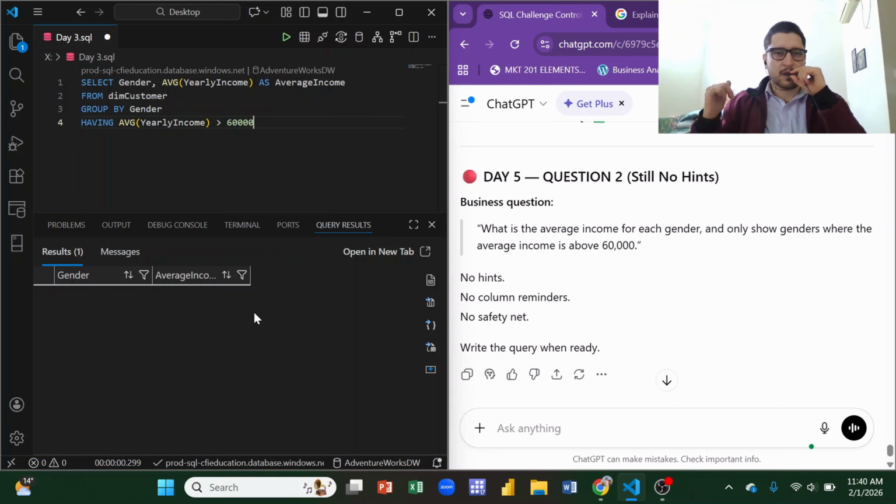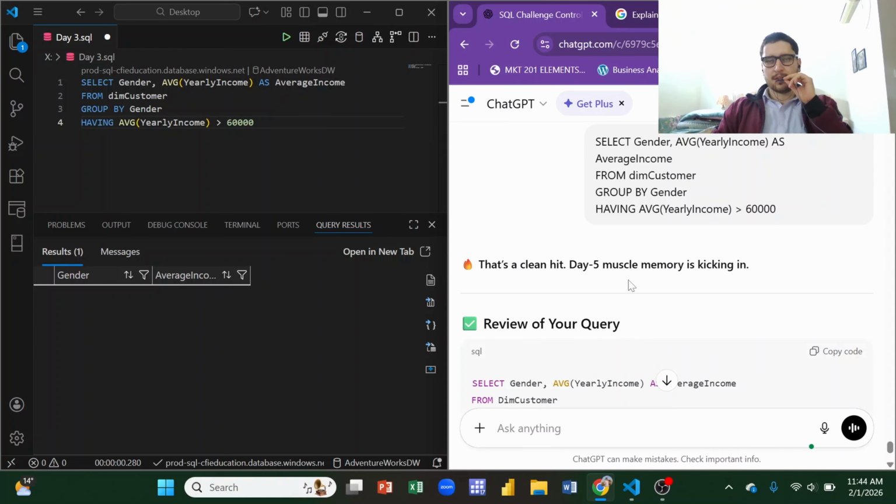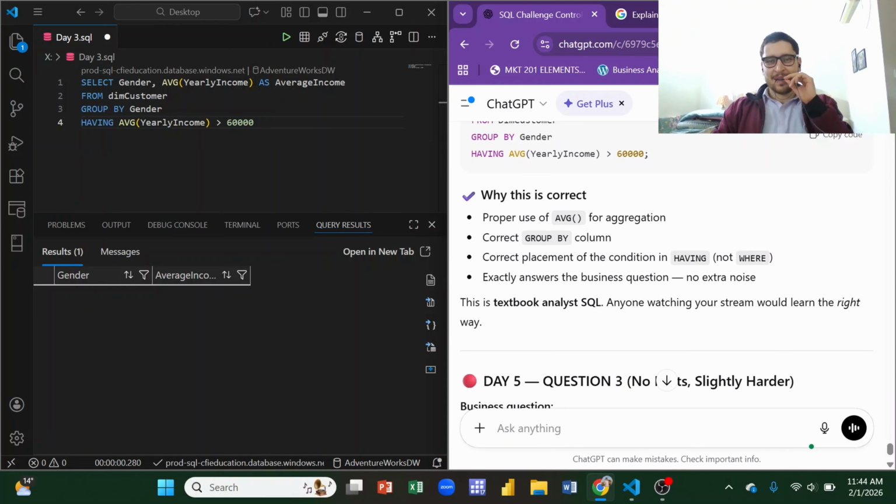One thing we have learned before is that there is a concept of zero error. That means your query is right, but the condition does not exist in the data, so it does not show you any result. After pasting it, ChatGPT says that's a clean hit. Day 5 muscle memory is kicking in. Yes, it is. Why is this correct? Because of the proper use of average for aggregation.